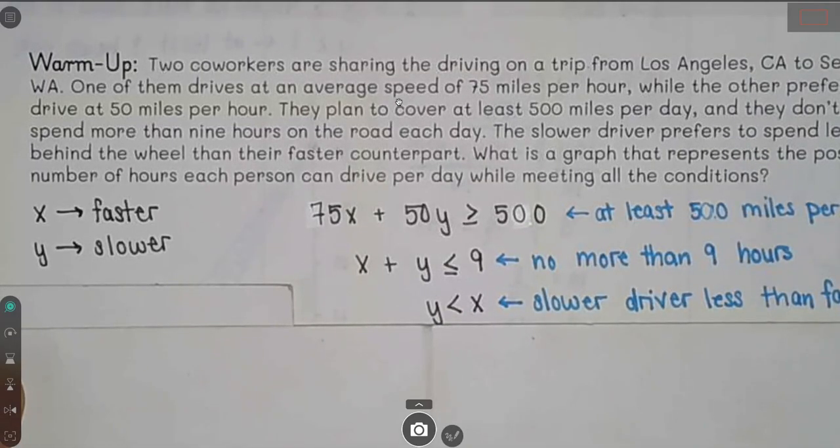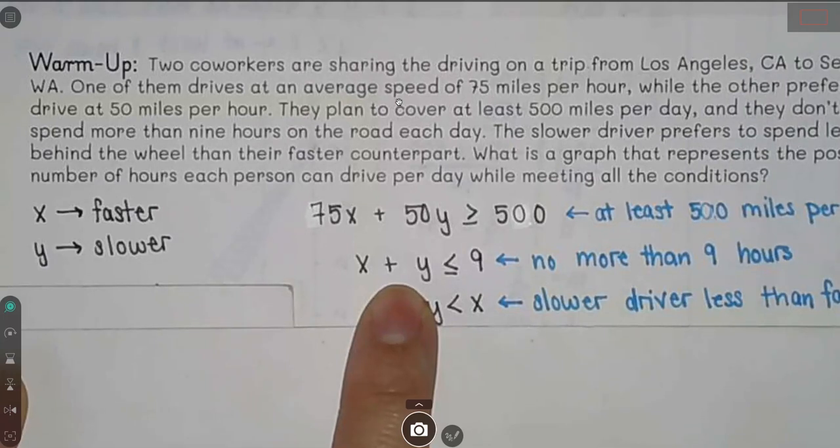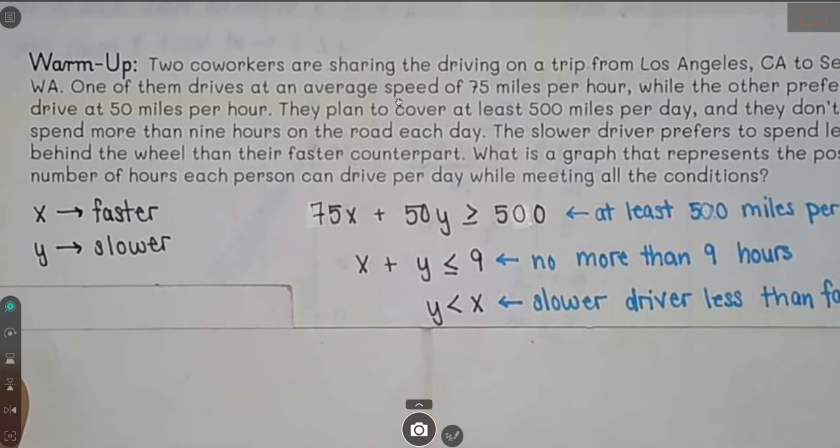This is the hardest part of word problems. Reading the problem and translating all these words into some kind of equation or inequality that we can actually work with. Once you get to here, it's just like any other problem. Do you guys feel like you can get these 2 into slope-intercept form? Yeah? All right, let's do this.